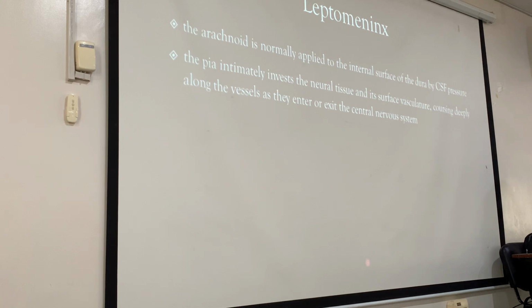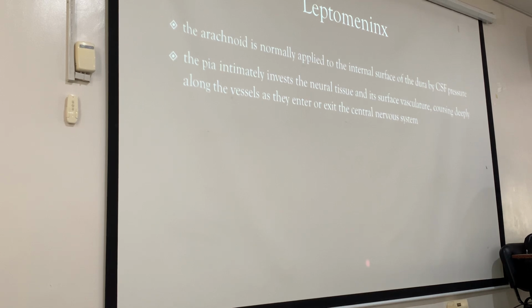So the arachnoid is normally applied to the internal surface of the dura by CSF pressure. So CSF is exerting pressure on the arachnoid, so it is close to the dura. You can measure the CSF pressure by inserting a needle in the lumbar subarachnoid space, and then you attach a manometer, and CSF will rise up so that you can measure the pressure. And the pressure is about 7 to 14 millimeters mercury. So there is a pressure applied by CSF.